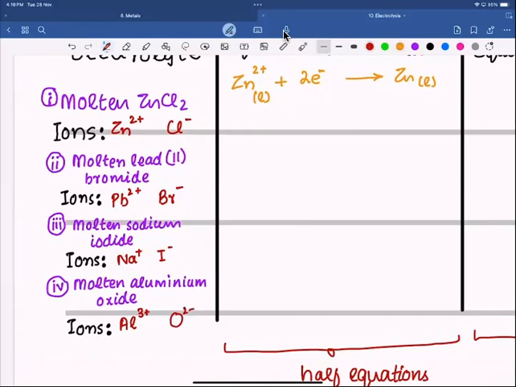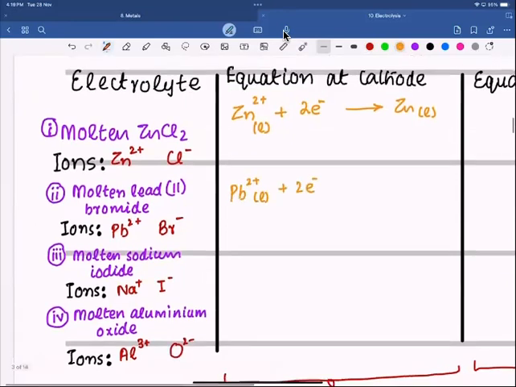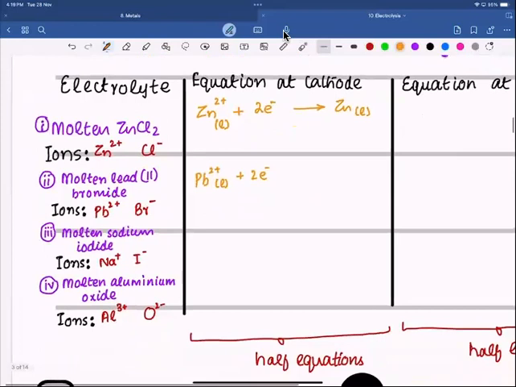Okay, now write the equations for the cathode. If I write for lead, the oxidation number of lead is 2 positive, which indicates it has 2 electrons less, right? So what it is going to do, it will gain 2 electrons at the cathode and turn into molten lead.